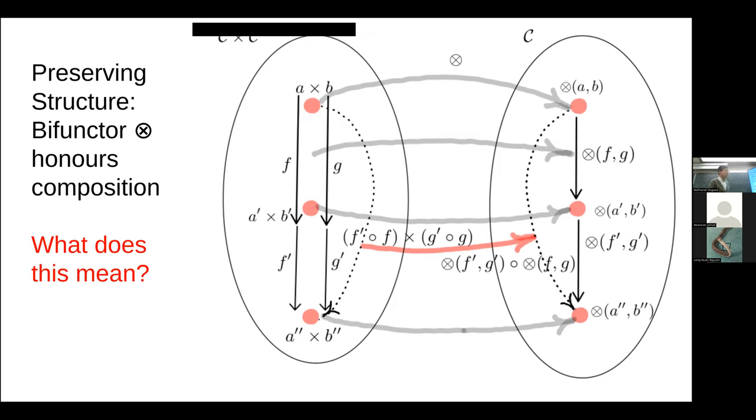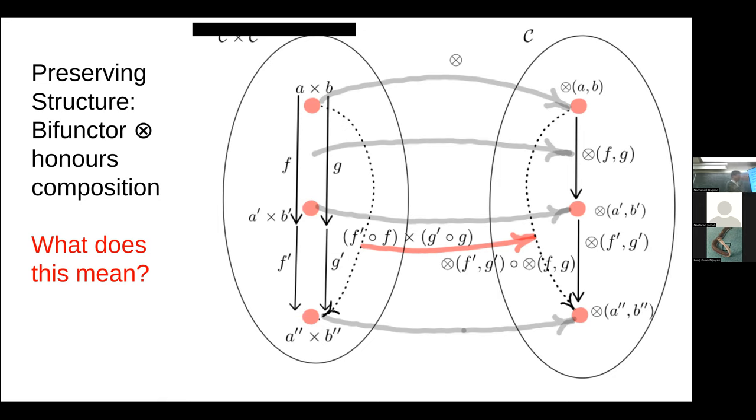One of the key things I want to emphasize is the functoriality. I want to emphasize how this bifunctor honors composition. It's a functor, and I said earlier, remember how functors honor composition? I said it earlier for a regular functor, but what does it mean that the bifunctor honors composition? Can anyone say roughly?